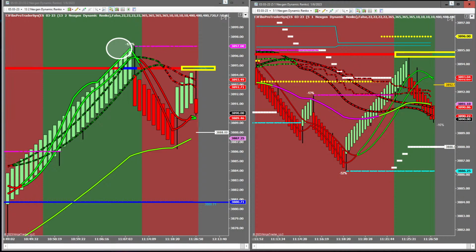Ninja 8 disconnected and reconnected. She's still running. Cool. Did anybody go short there? Just curious. Who did what?